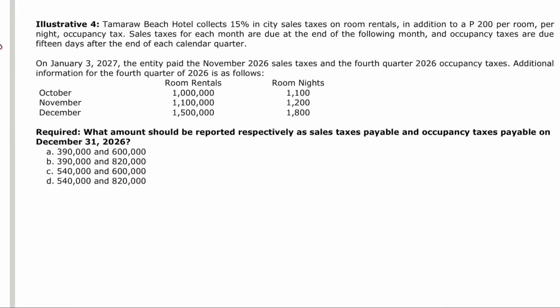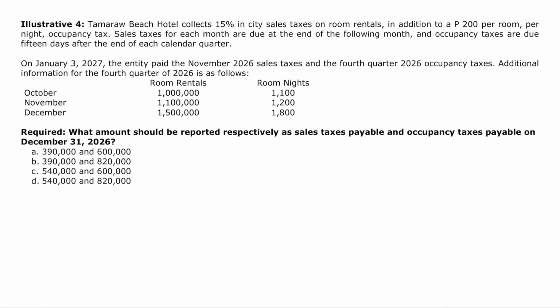Okay? Now, punta tayo sa illustrative problem number 4. So, here nung tinatanong, what amount should be reported respectively as sales tax payable and occupancy taxes payable on December 31, 2026. Okay? So, Tama Raw Beach Hotel collects 15% in city sales taxes on room rentals. So, city sales taxes on room rentals is 15%, no? Then, in addition, a 200 per room per night occupancy tax is also payable. Sales taxes for each month are due at the end of the following month, and occupancy taxes are due 15 days after the end of each calendar quarter.